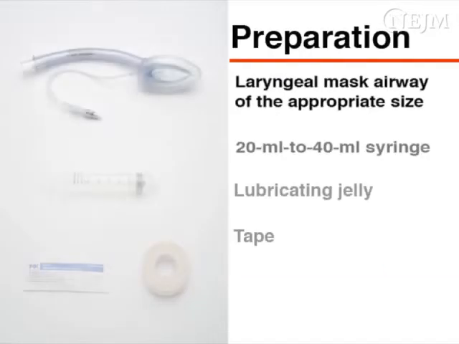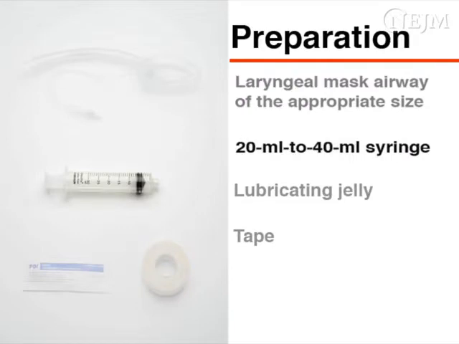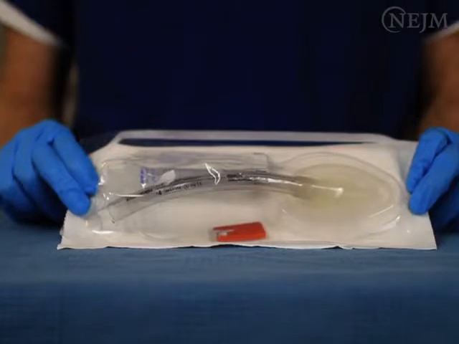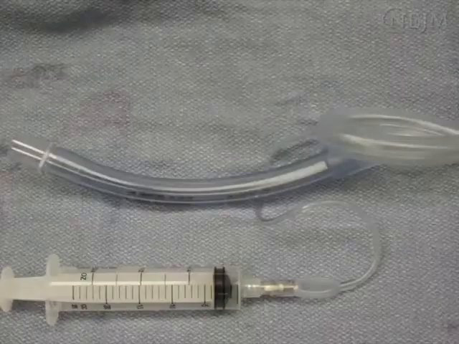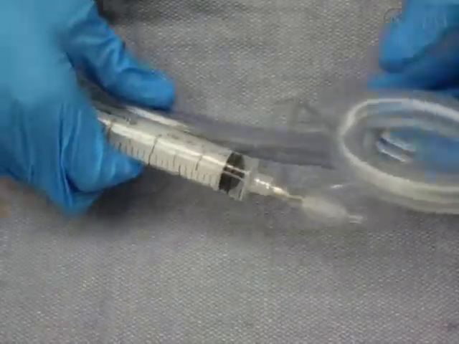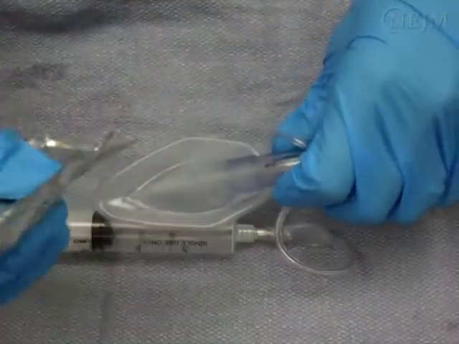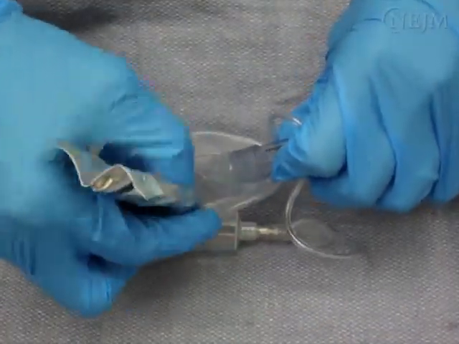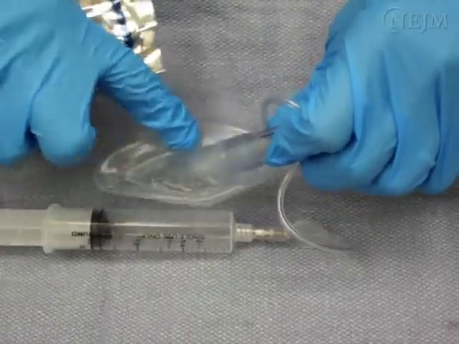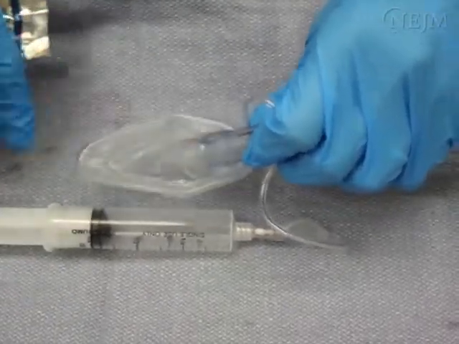You'll need to consult the sizing chart provided by the manufacturer of the device to select the correct size. To prepare for laryngeal mask airway insertion, you'll need an appropriate size device, a 20 to 40 milliliter syringe, lubricating jelly, and tape. Often, laryngeal mask airways come pre-packaged with an inflation syringe and a small package of lubricant. Prepare the device by first removing all excess air from the bladder. Then lubricate the posterior surface of the cuff to facilitate easy and smooth passage into the mouth. The posterior surface is the side opposite where air exchange occurs.